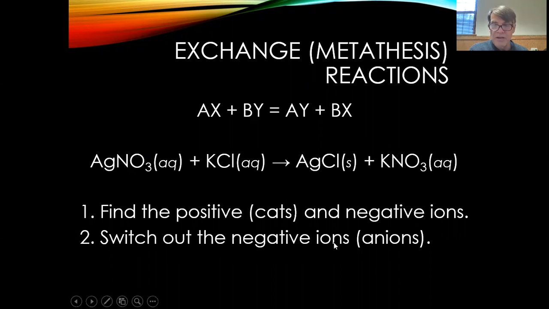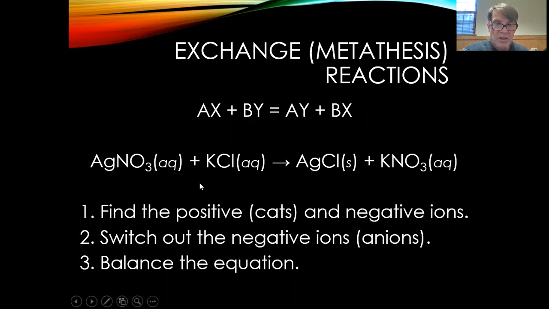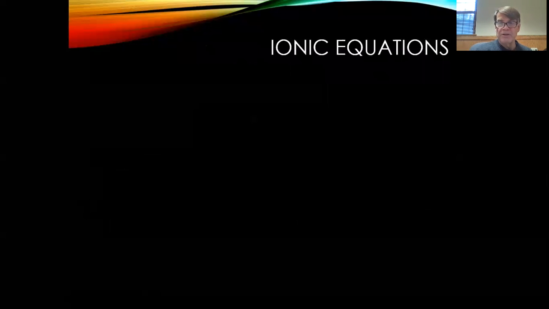Okay, so find the positive and negative ions, and then swing your partner. You know, switch out the negative. I could have said switch out the positives, but basically switch the anions around and balance the equation, because sometimes you need to add a 2 in front or something like that, so that we have the conservation of matter. But okay, so exchange reactions.